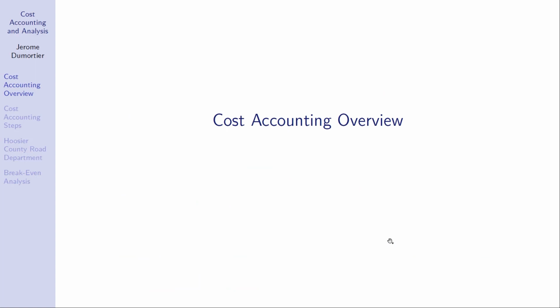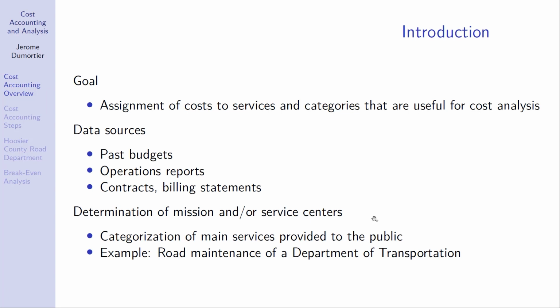Now let us have a look at cost accounting. Again, the goal of cost accounting is to actually assign the cost of services or the services provided to categories that are useful for cost analysis. So here, in order to do cost accounting, you can base your decisions on past budgets, on operation reports, on contracts and billing statements. Basically, you have to determine the various mission and service centers associated with your agency and then allocate the cost that your agency encounters over a year to those various mission or service centers.